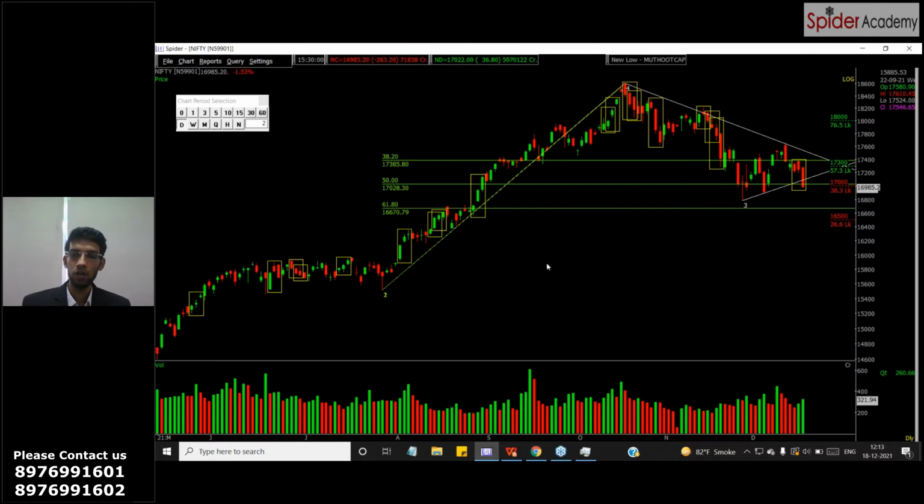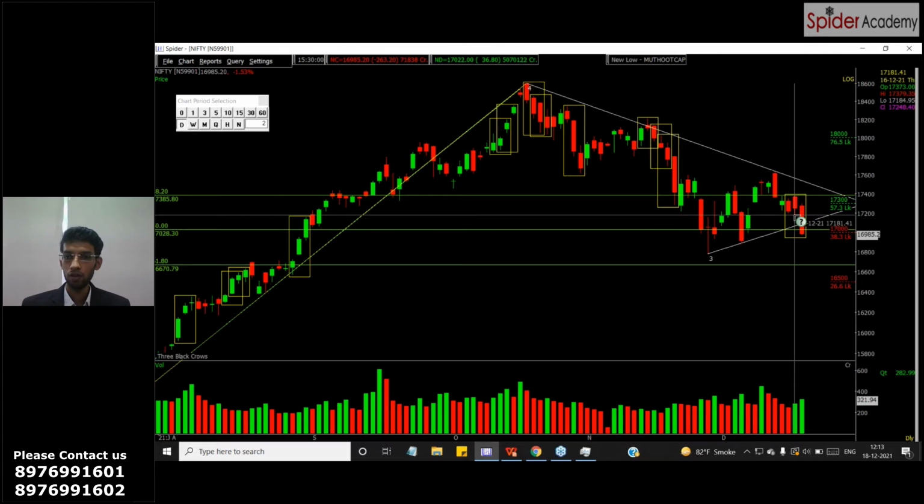Once you click on any pattern, suppose I click on this pattern, on the left hand side at the bottom above the volume, you can see that candle pattern's name. So you can see this is 3 black crows. This helps to identify which pattern this is.